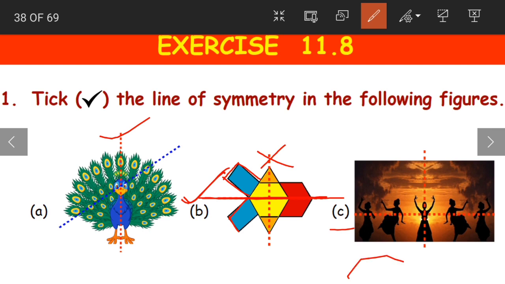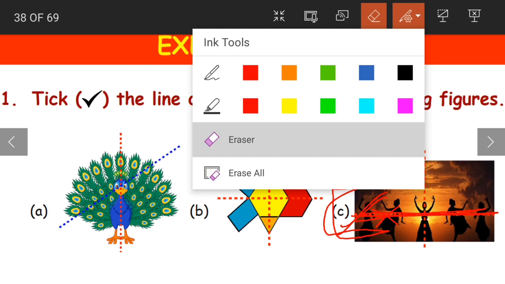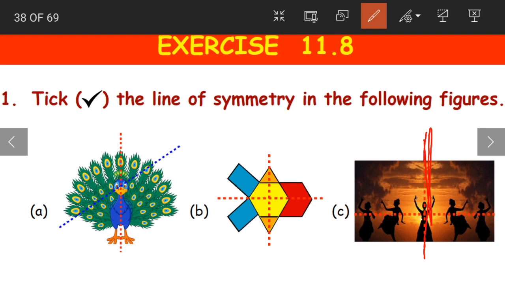Now coming to figure C, again we can see five girls dancing here. Yes or no? Now this also has two lines. If you look at the first line, see children, now this line is also dividing the figure into two parts. But are these two parts identical? Are these the mirror halves of each other? No. So this line is not our line of symmetry. Now coming to the other line, that is this vertical line.